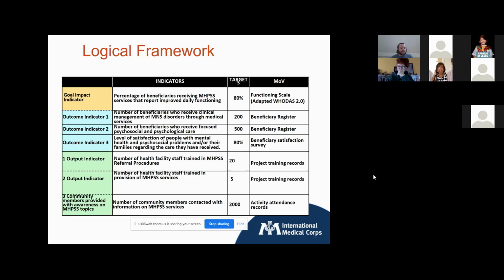The target is based on a sample of the community that we want to target, as well as internal resources and human resources specifically, as well as the timing of the project as well, in terms of how many sessions and how many outreach visits we think we can conduct within that time period with the staff that we have. The means of verification chosen here are activity attendance records. These can normally take the form of attendance lists for group activities, or individual forms that are signed by people who receive outreach services, for example.